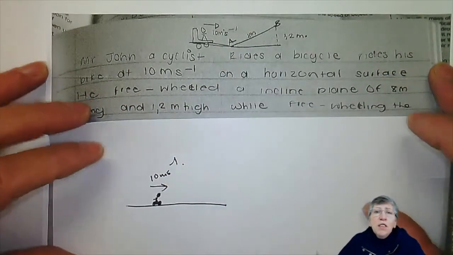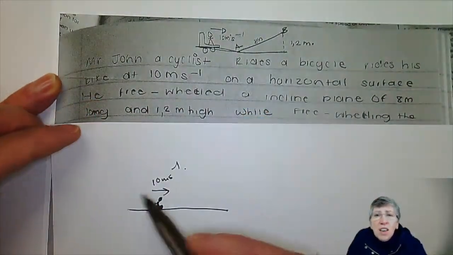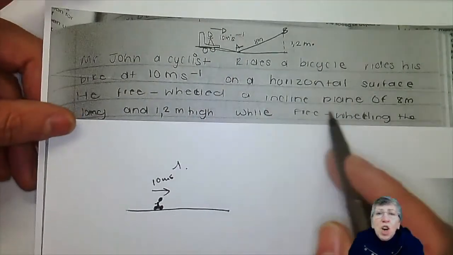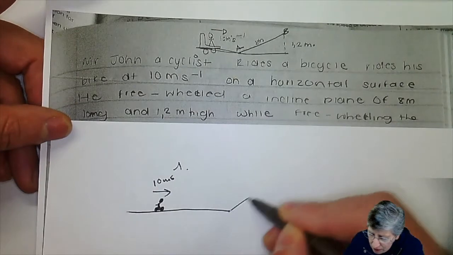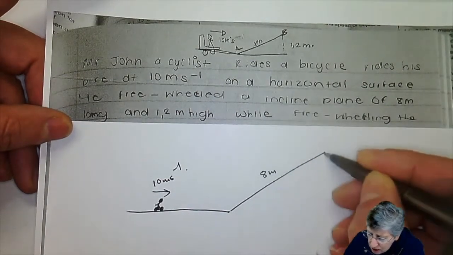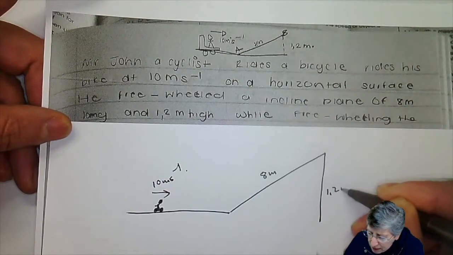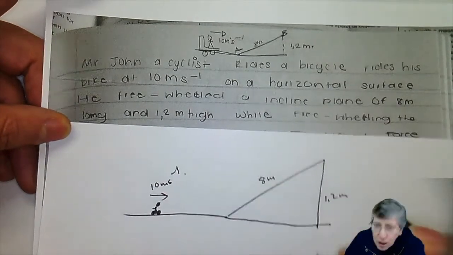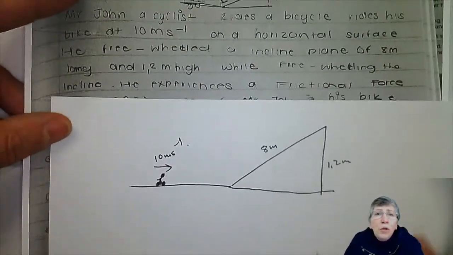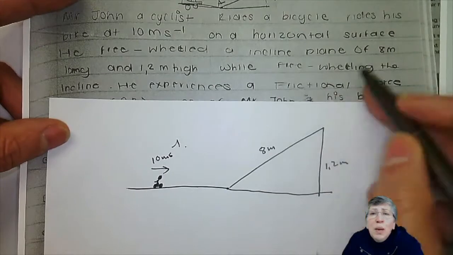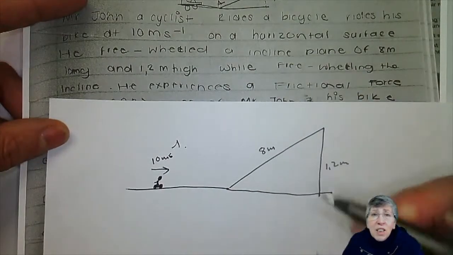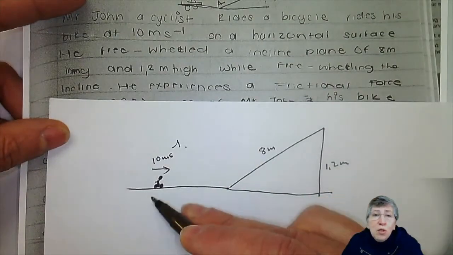Okay, so first off, let's read: 10 meters per second on a horizontal surface, and then he freewheeled on an inclined plane of 8 meters long and 1.2 meters high. Now, you don't have to have the correct ratios. It's just information. While freewheeling, now, once again, he's telling you freewheeling. What does freewheel indicate? It means he's not pedaling, so there's no forward force exerted by that boy.